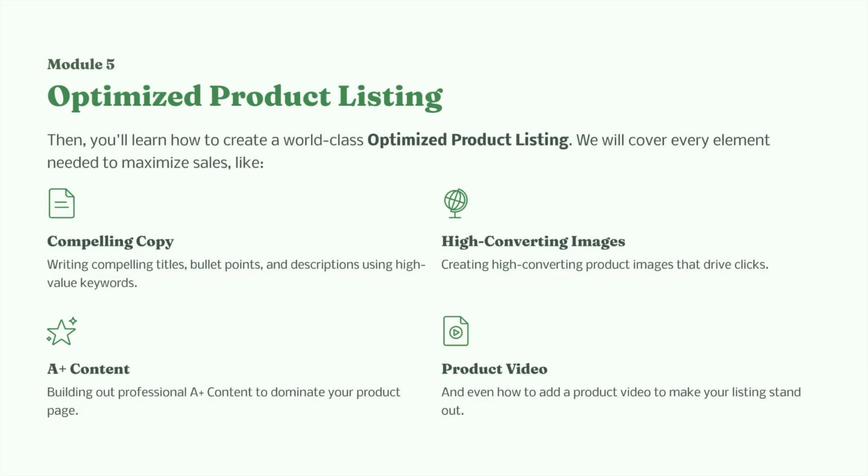Then you'll learn how to create a world-class optimized product listing. We will cover every element needed to maximize sales, like writing compelling titles, bullet points, and descriptions using high-value keywords, creating high-converting product images that drive clicks, building out professional A-plus content to dominate your product page, and even how to add a product video to make your listing stand out.